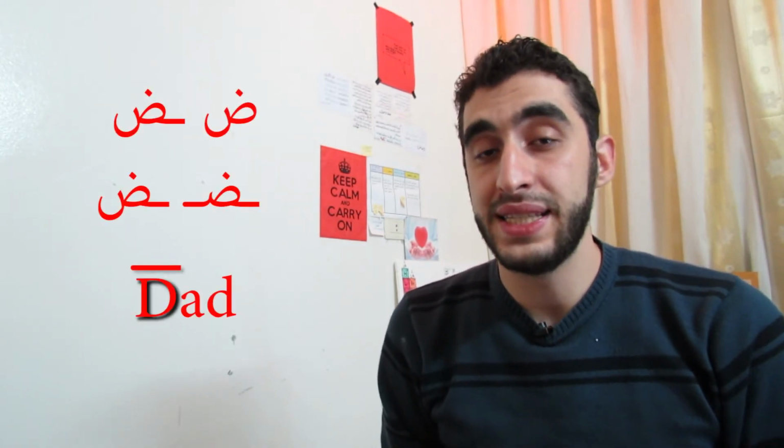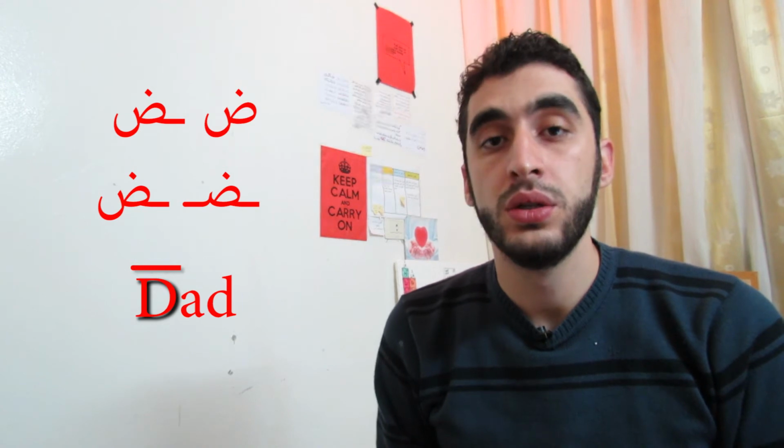The next letter in this episode is the letter ضاد. ضاد, and its sound is D. This letter is one of the most notable, important and unique sounds in the Arabic alphabet because Arabic is the only language which has this letter. So one of the most well-known names of Arabic is the language of ضاد. And I think you heard or read this name before. But how to produce this sound?